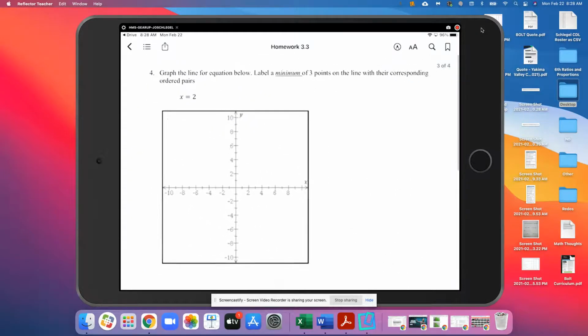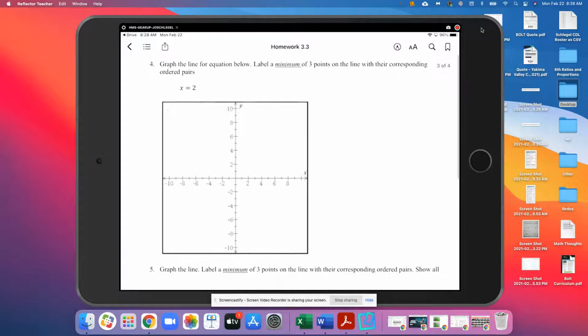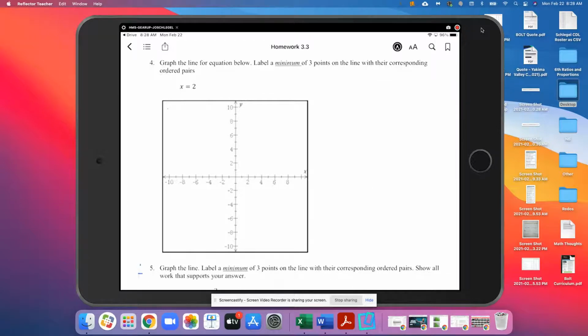Next, we've got another one that's a bit weird. We have x equals 2. You may be thinking to yourself, where is the y value here? There isn't one. So the thing to understand is that there is no y-intercept, because this line is never going to cross the y-axis.